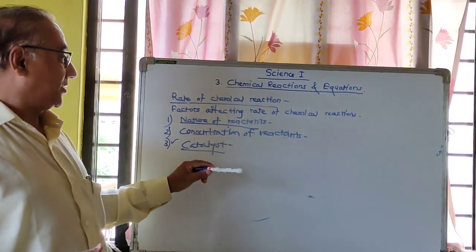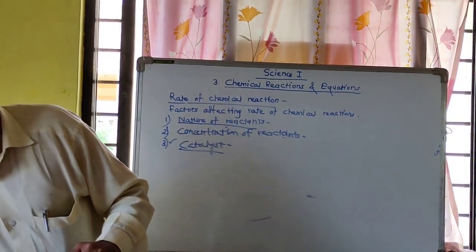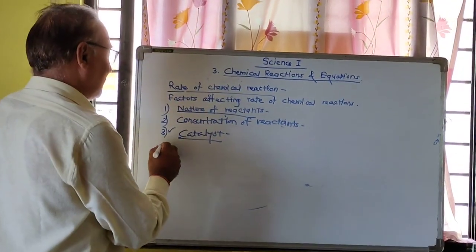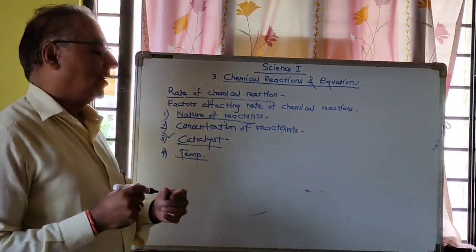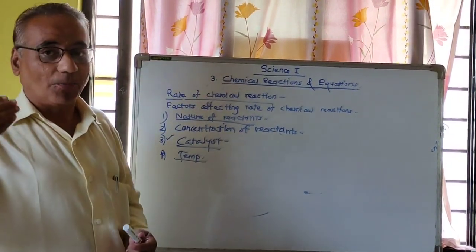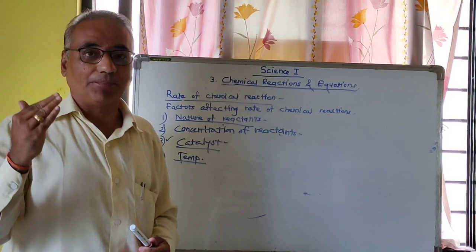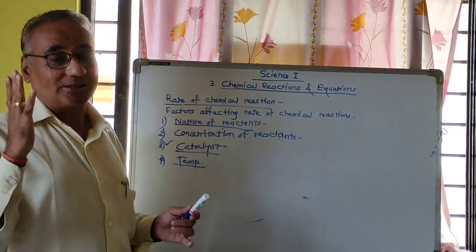This is the third factor which affects the rate of chemical reaction. Right? Now fourth one is the temperature. If the temperature of the reaction is increased, the rate of reaction increases, and when the temperature of the reaction decreases, the rate of chemical reaction decreases.